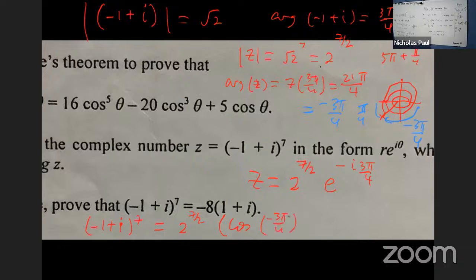In this case, if you write 21π/4 you get the same answer, but technically it's wrong because the argument has to be between minus π and π. Plus i sine of minus 3π/4.